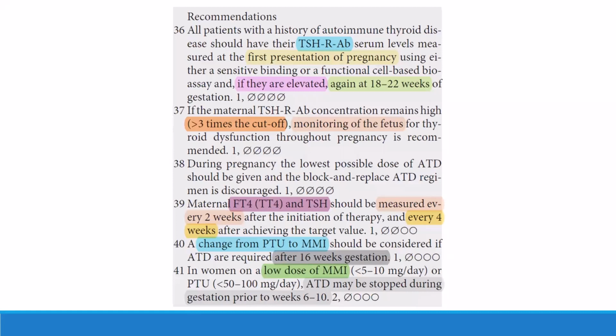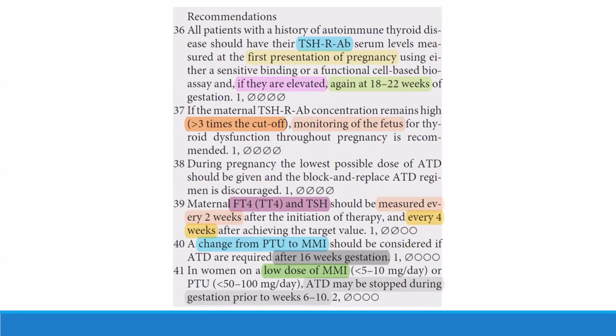So we should measure the free T4 and the TSH every 2 weeks after the initiation of the therapy during the pregnancy, and every 1 month after achieving the target value. A change from propylthiouracil to methimazole should be considered if antithyroid drugs are required after 16 weeks of gestation.